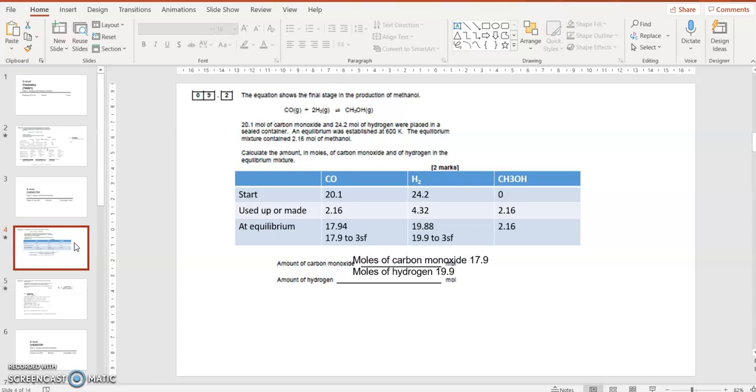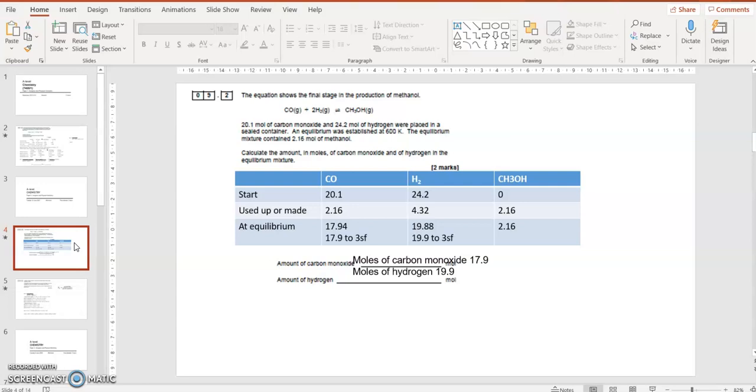Well, 1 mole of carbon monoxide makes 1 mole of methanol, so 2.16 moles of carbon monoxide must be used up to make the 2.16 moles of methanol. 2 moles of hydrogen react for every 1 mole of carbon monoxide, so multiply the 2.16 by 2, 4.32 moles of hydrogen are used up. Let's calculate how much is left at the end.